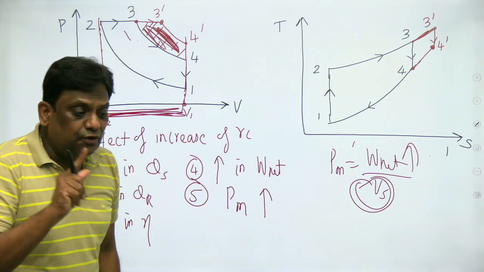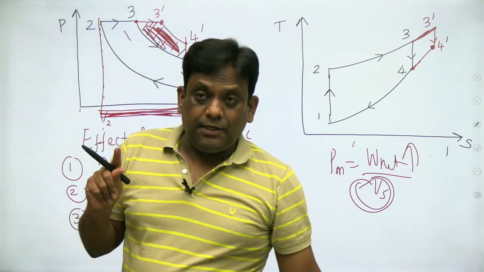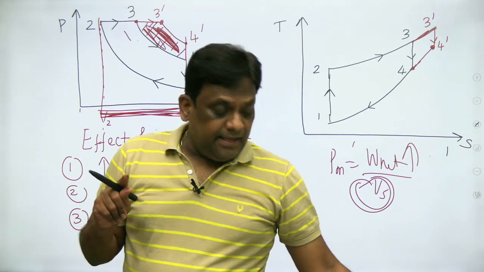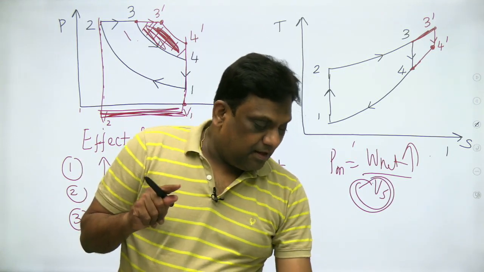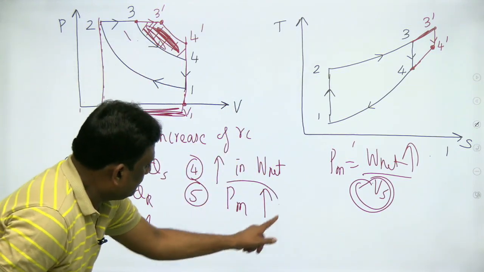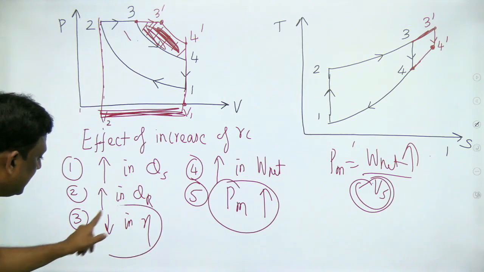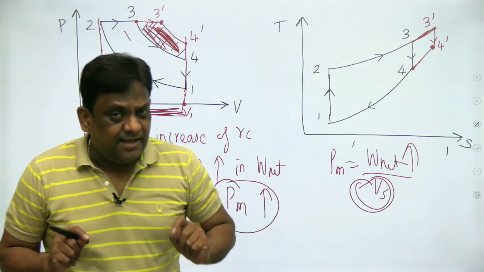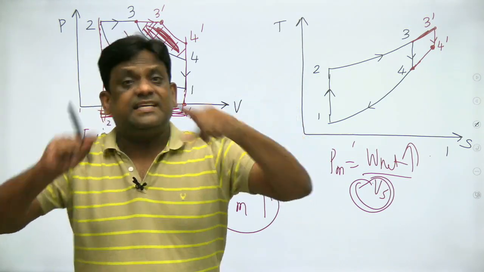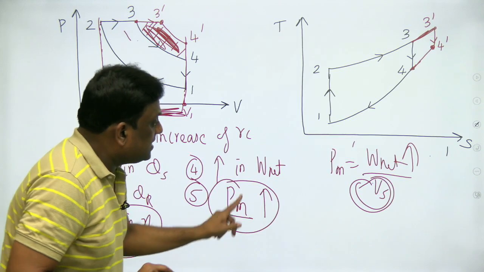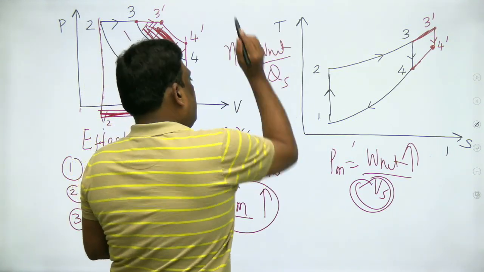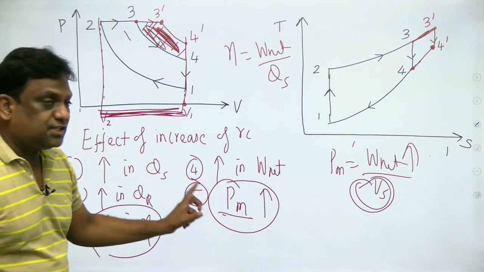Now the most beautiful point that you need to note is, increase in mean effective pressure does not always increase the efficiency. Here mean effective pressure is increasing, but efficiency is decreasing. So it is not necessary. There is no hard and fast rule that increase in mean effective pressure will always increase efficiency. Wrong. Because efficiency will depend not only on network but also on the heat supply. So please, it is a beautiful conclusion.